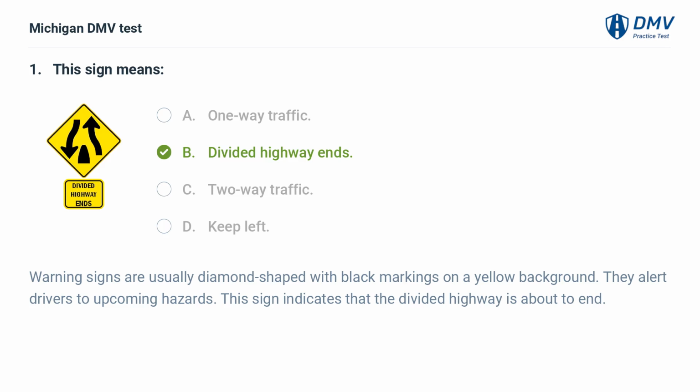Warning signs are usually diamond-shaped with black markings on a yellow background. They alert drivers to upcoming hazards. This sign indicates that the divided highway is about to end.